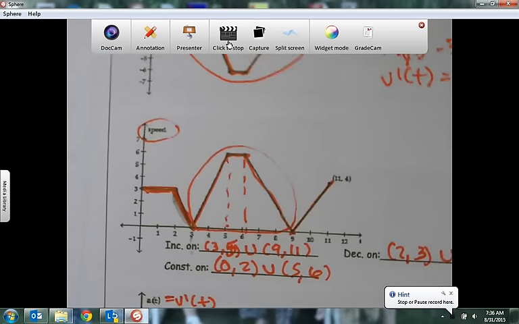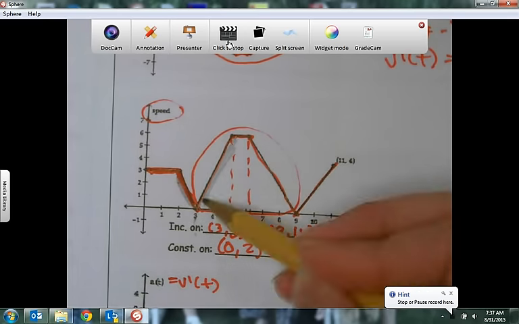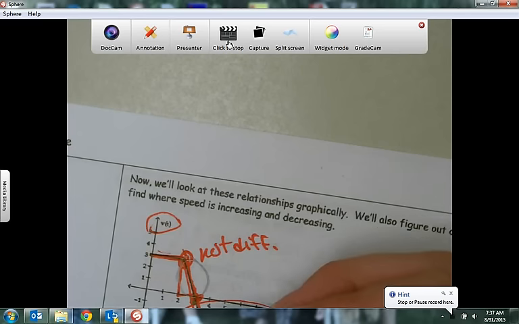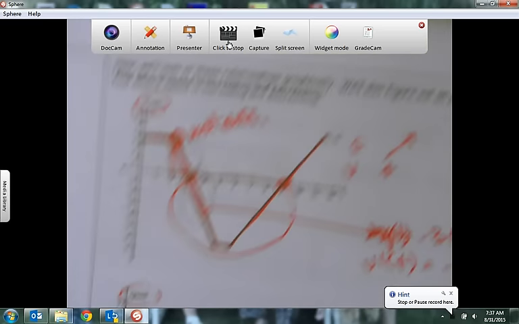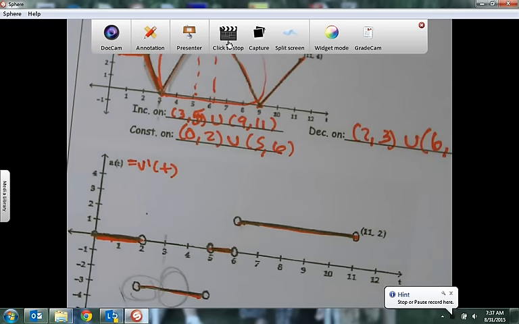So then speed is increasing from 3 to 4, and from 3 to 4, velocity was negative and acceleration was negative, same sign. And I could continue that with the rest of the graph.